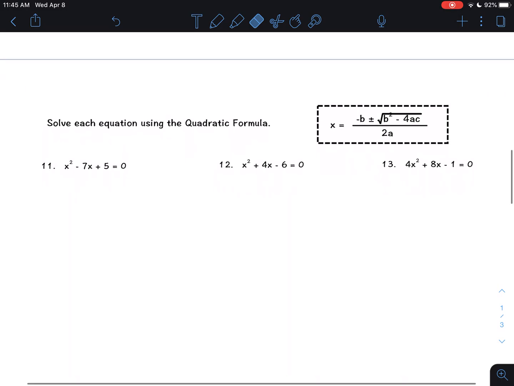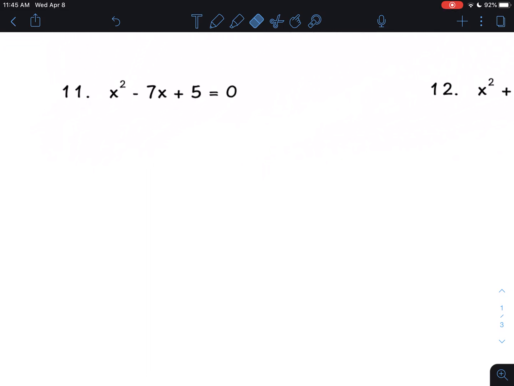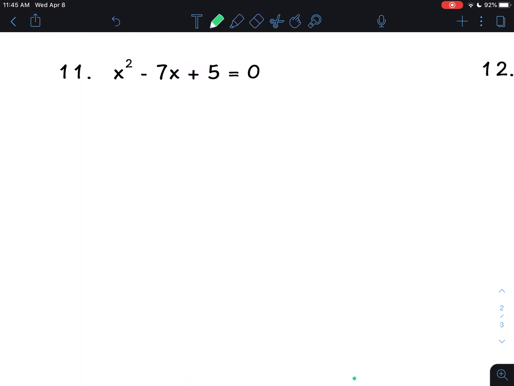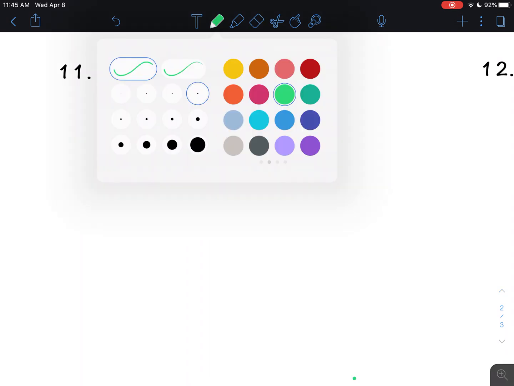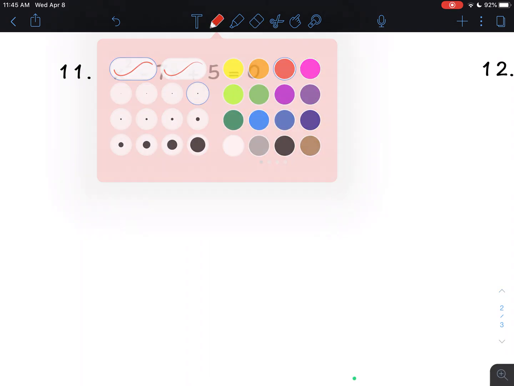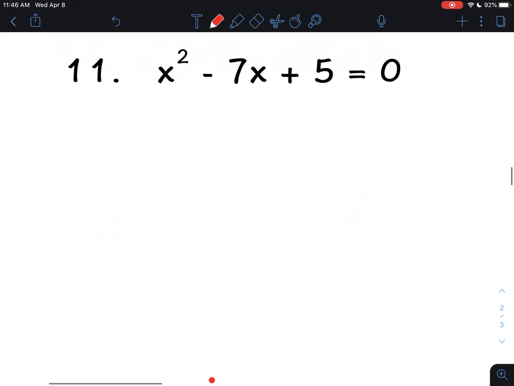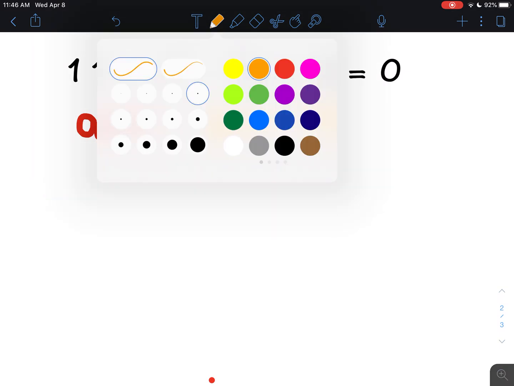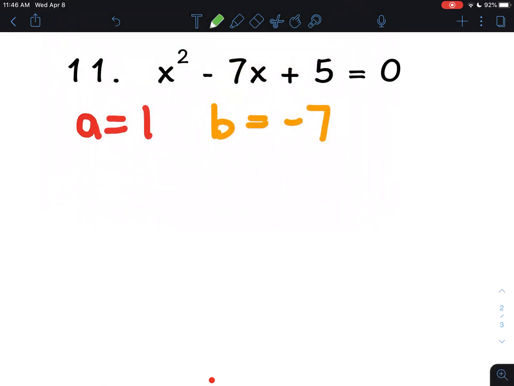So let's go down here. We're actually going to go ahead and do this. So I'm going to do problem number 11 here. Yeah, we'll do problem 11. So we're going to use the quadratic formula. First thing we need to do, identify A, B, and C. So for this one, A is 1, B is -7, and C is 5.